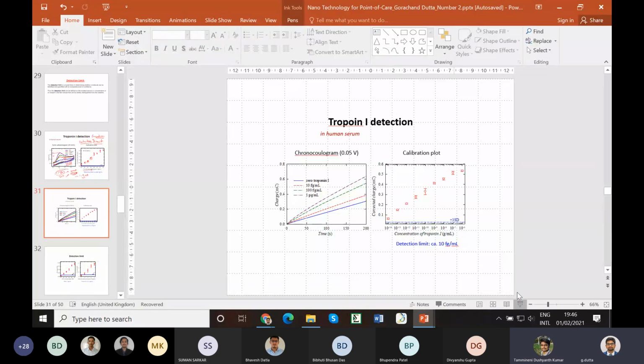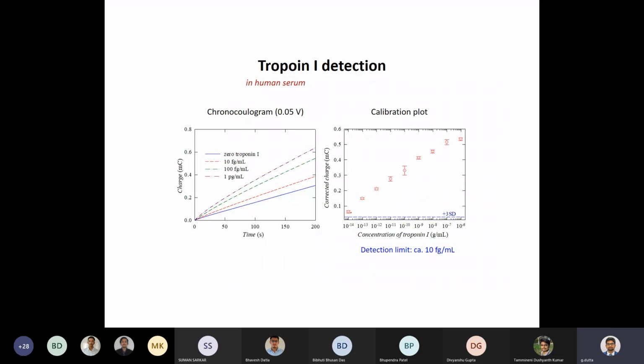Let's repeat now. Which one? This one. There is a concentration of troponin one. You are right, this is the noise. So that means from the calibration curve itself, we can say what noise is there.